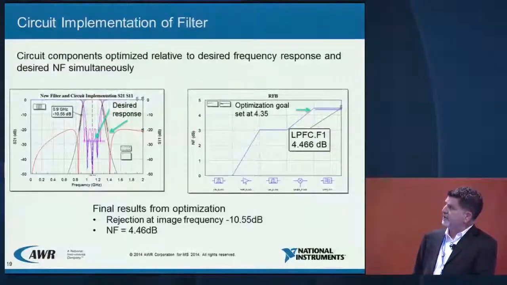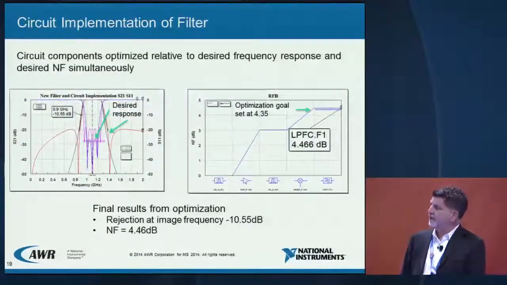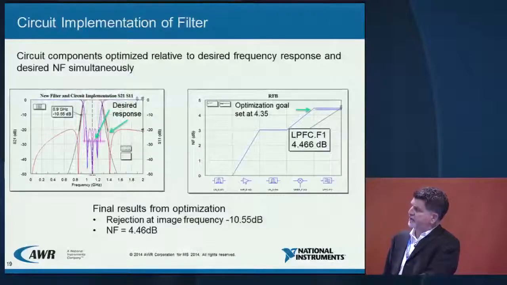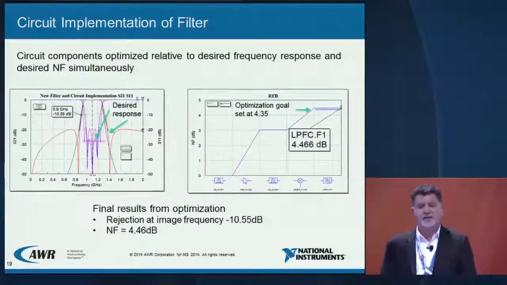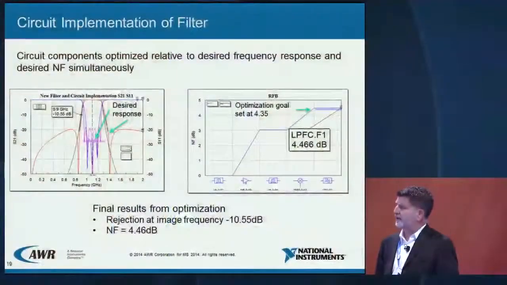We can drop optimization goals at the system level. We can optimize on the skirts of this filter to reject the noise as well. So two tools communicating to each other, optimizing on key components at the circuit level vis-a-vis a measurement at the system level, noise figure.